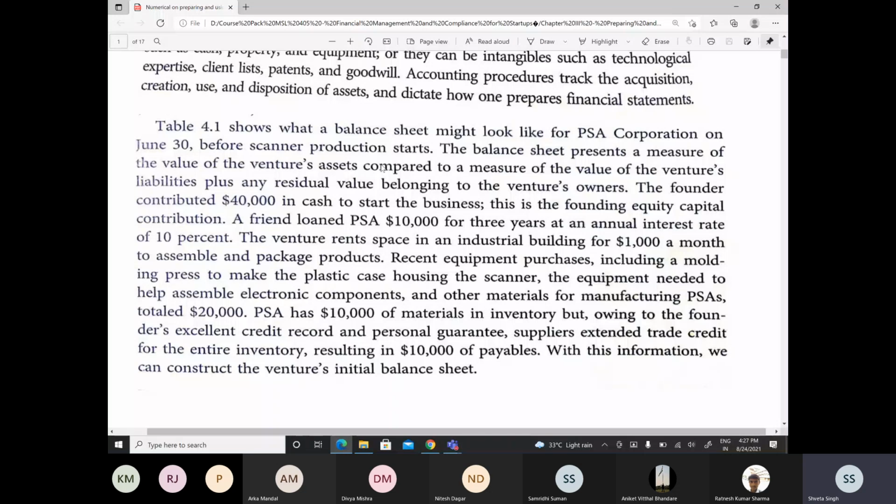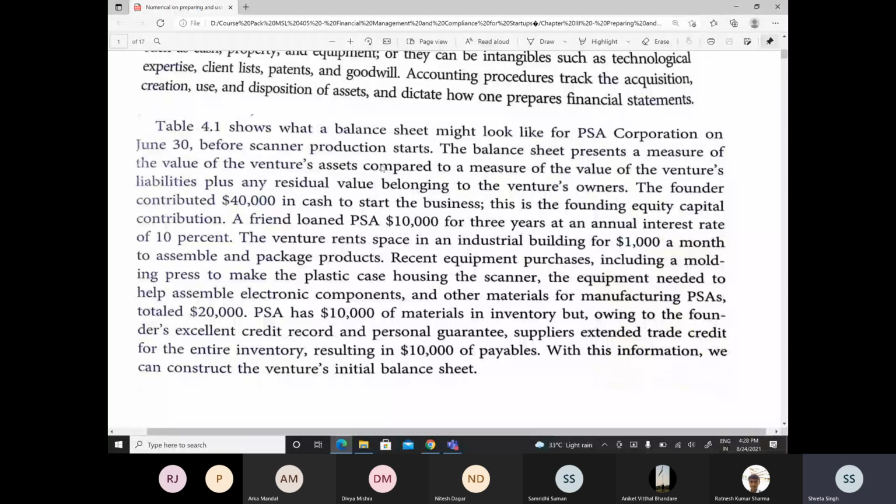The venture rents space in an industrial building for $1,000 a month to assemble and package their scanners. Recent equipment purchases, including a molding press to make the plastic case housing the scanner, the equipment needed to help assemble the electronic components, and other materials for manufacturing PSAs, total $20,000. PSA has $10,000 of material in inventory, but owing to the founder's excellent credit record and personal guarantee, suppliers have extended trade credit for the entire inventory, resulting in $10,000 of payable.